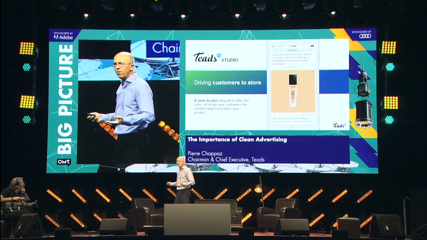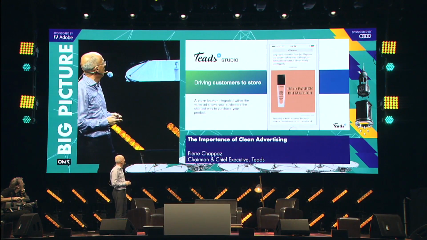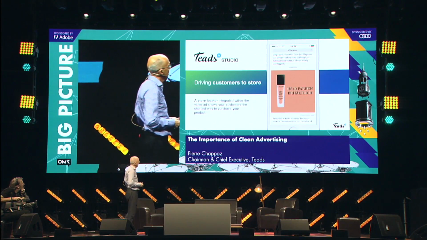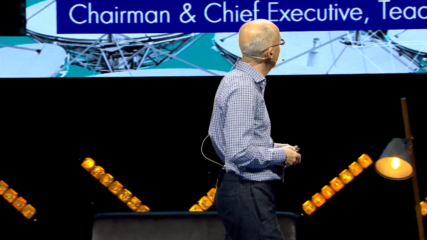You can do all kinds of things depending on the KPIs of the brand. You can drive customers to store, showing them where is the closest shop if they want to buy the product.